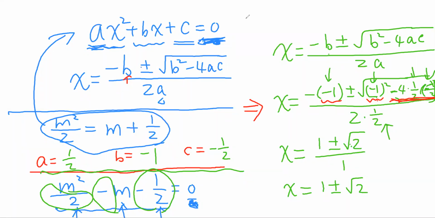First step is to define A, B, C. Second step, write this out. Third step, put the A, B, C in the formula, the quadratic formula, and then simplify it, right? Just 4 steps, so you can get the answer.